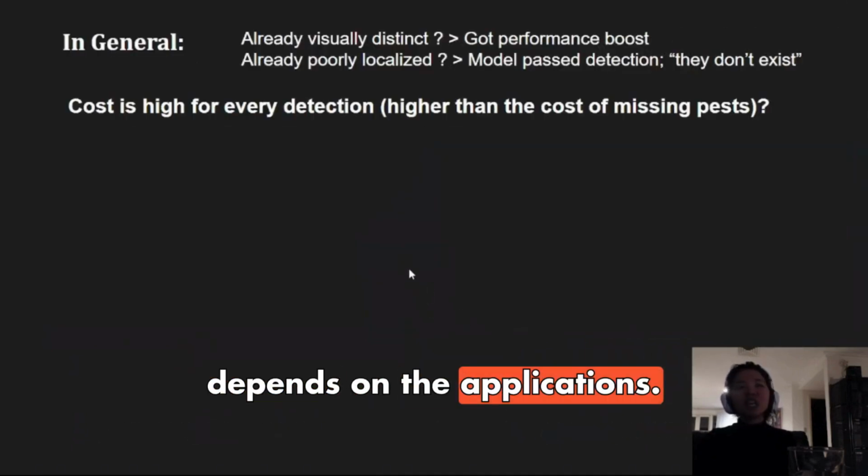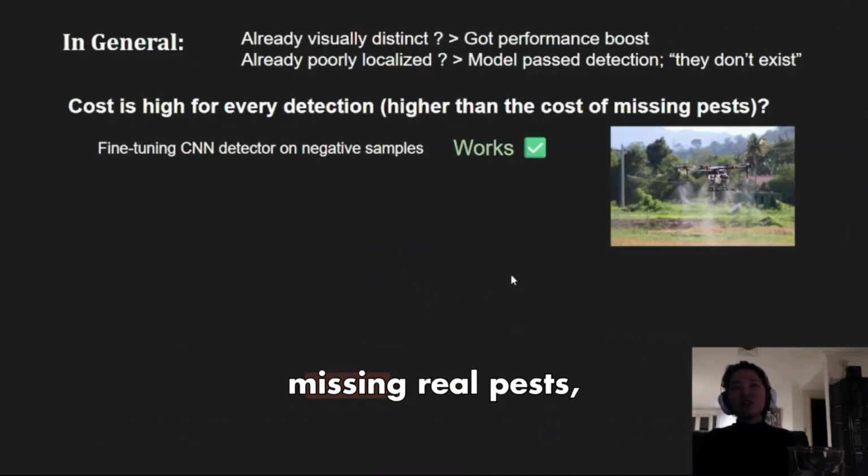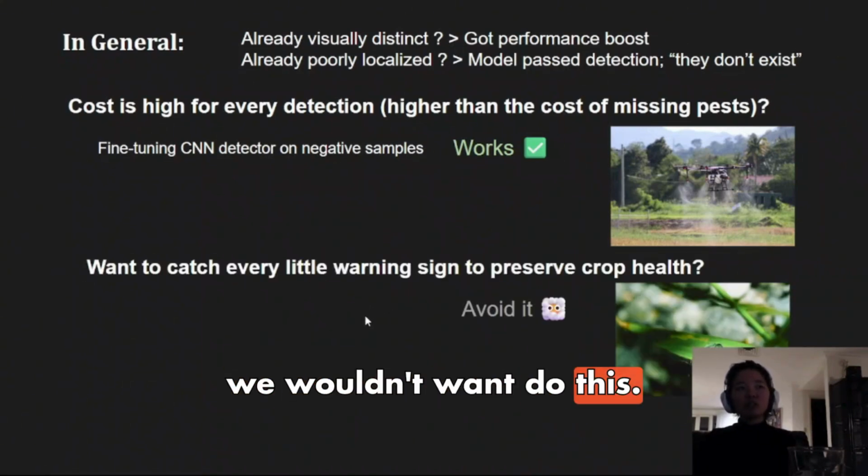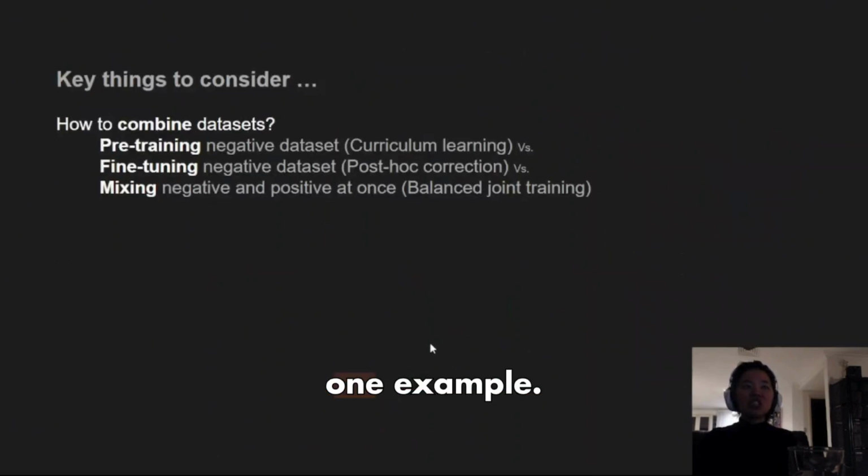Whether this is useful depends on the application. If, say, the resource cost is higher for every trigger from detection than the cost from missing real pests, like sending your drone to spray pesticides, then this can be useful, but if we're trying to catch every little warning sign to preserve crop health, we wouldn't want to do this. Of course, there are many different ways we can configure and interpret this, so this is just one example.